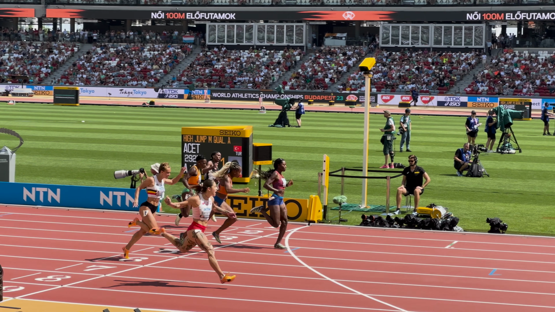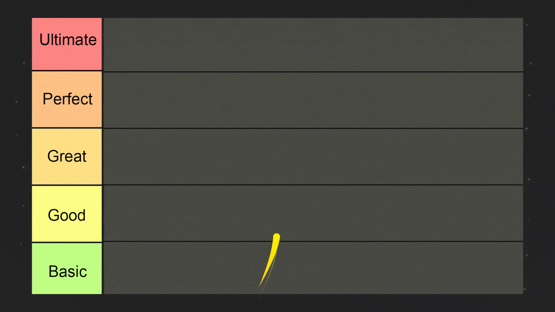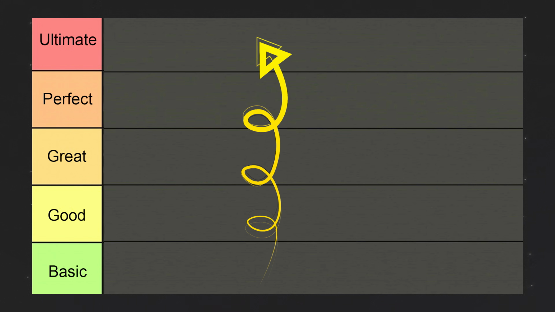In this video, we'll go over the most used tools, plus one bonus upcoming system, and rank them from basic to ultimate on this scale. We'll start with one of the most used tools, that being wind.